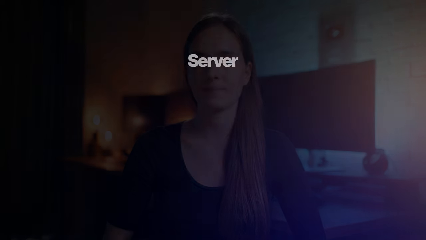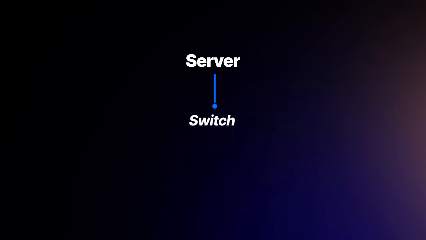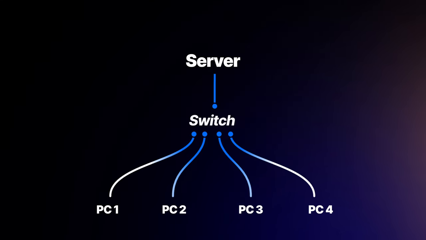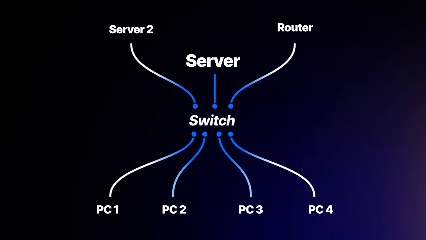Now that you know why it's important to use a server, let me explain how centralized storage works. We have a server where all the projects, assets, textures and other files are located. We don't store files on our PCs. This server is connected to the switch via an Ethernet cable. All the computers are connected to the switch, which gives them access to the server. Additionally, the Wi-Fi router is connected to the switch as well, which gives the internet connection to all the computers. You can expand this setup and connect another server to the switch, which will give access to it from all the computers in the network.